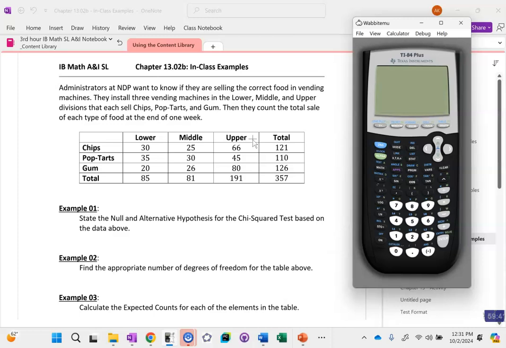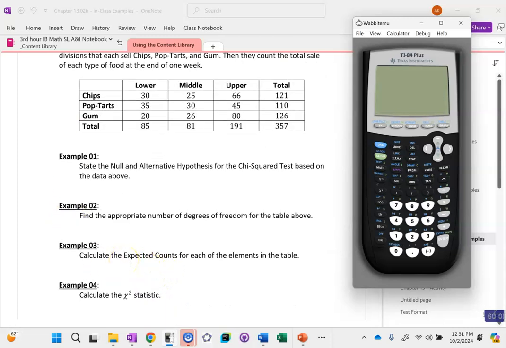Everybody's okay? Okay. What's the degrees of freedom? It should be 4. 3 minus 1 times 3 minus 1 is 4.